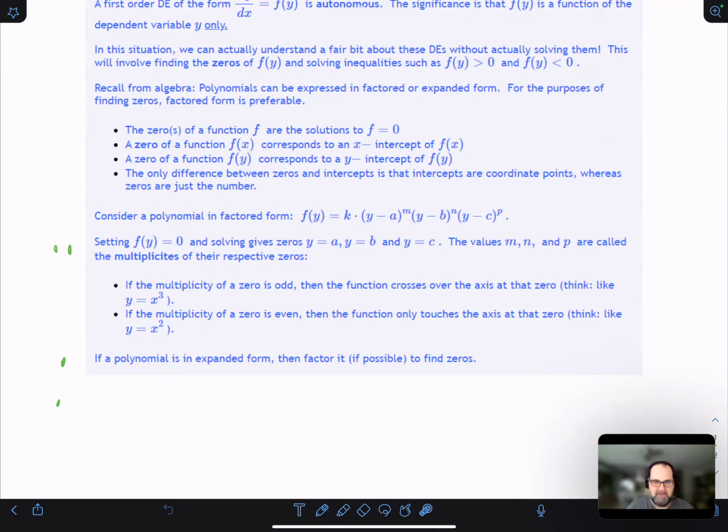So here's another little exercise. This is not unlike the last exercise, but in reverse. So you should be able to, given certain information about zeros, construct a polynomial.